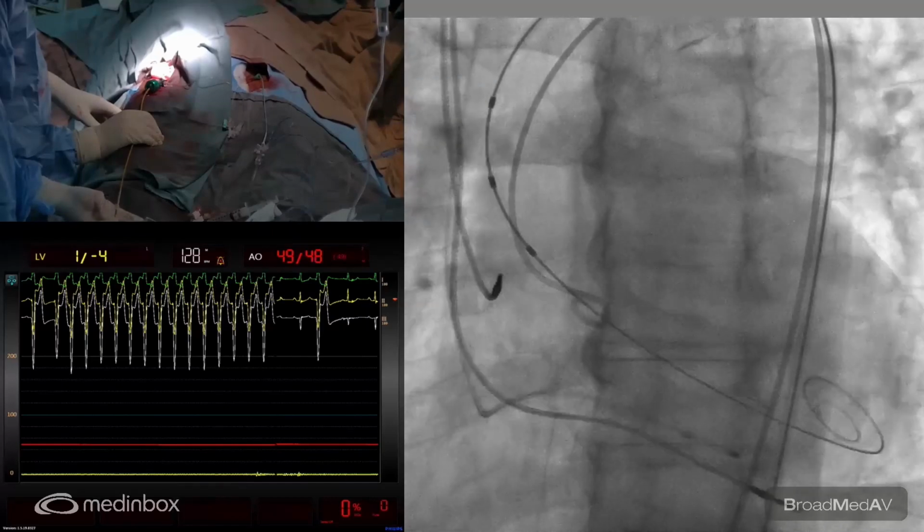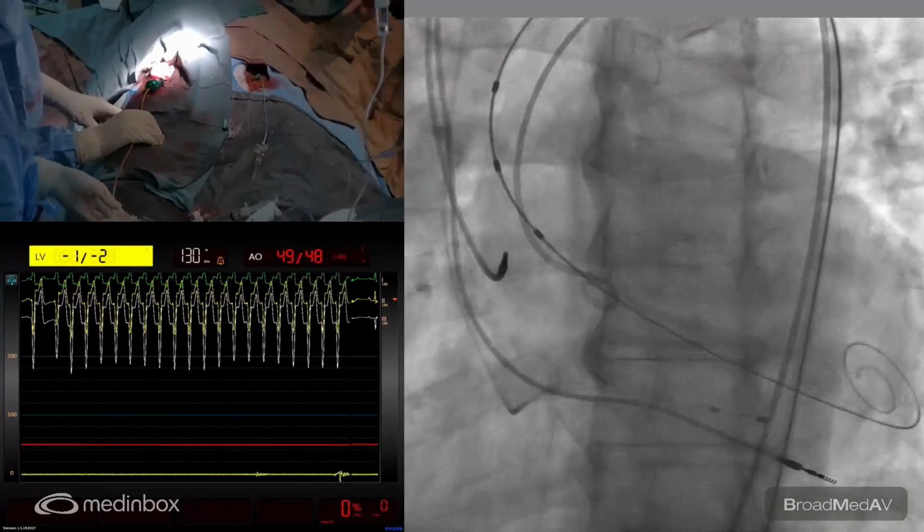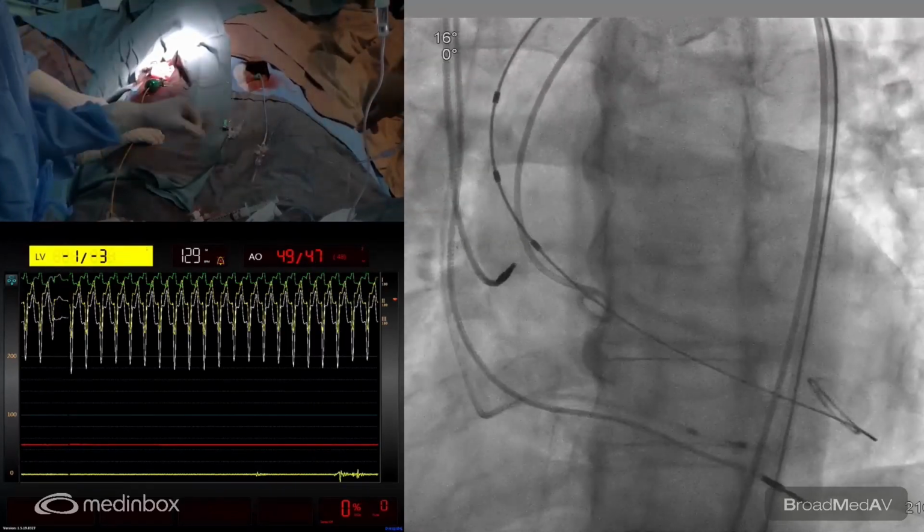Yeah, so it's pacing. Okay, what is happening to the pressure there? Pressure will have it higher here. But we cannot inject now.